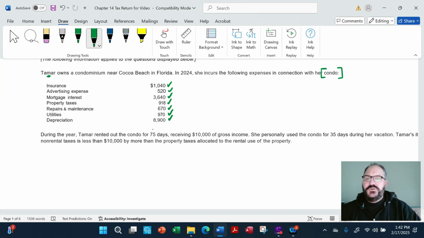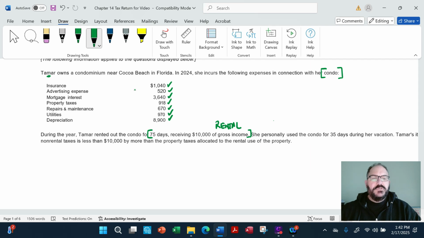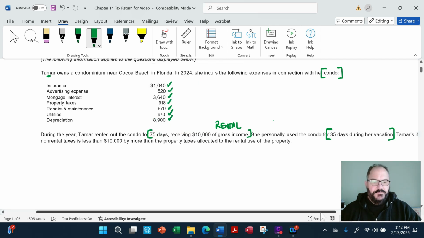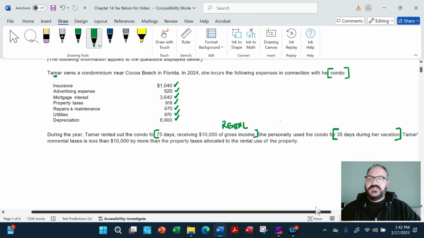Now notice it says she rented out the condo for 75 days and she got basically $10,000. This is rental income from the rental. And she used the property for 35 days on vacation. And it says here, tomorrow's itemized deductions for non-rental taxes is less than $10,000 by more than the property taxes allocated to the rental use property.